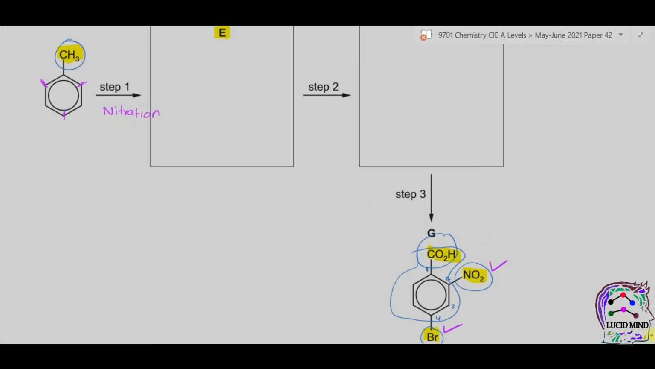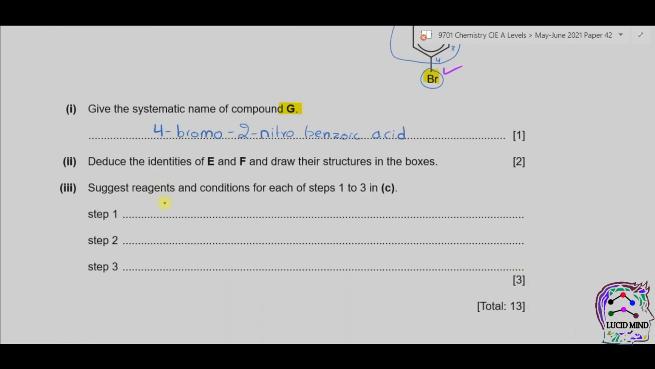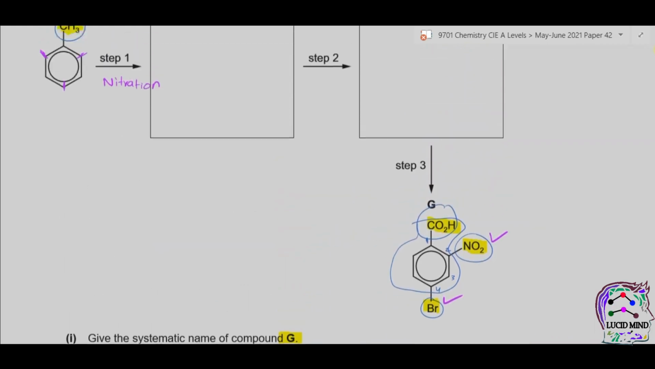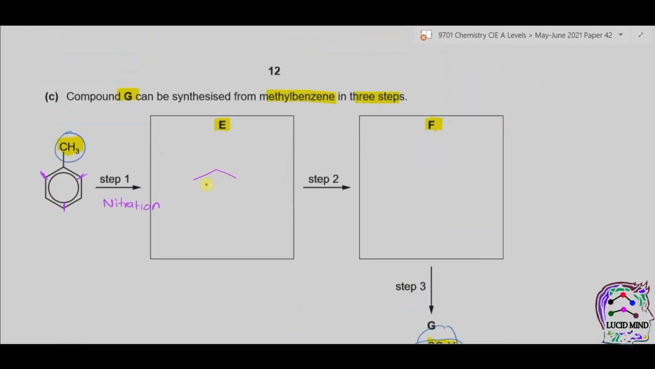And for nitration, we need concentrated sulfuric acid along with concentrated nitric acid. Both will react together and form NO2 positive along with HSO4 negative and H3O positive. This will be used as electrophile and it will be added to benzene ring. Now we have added NO2.